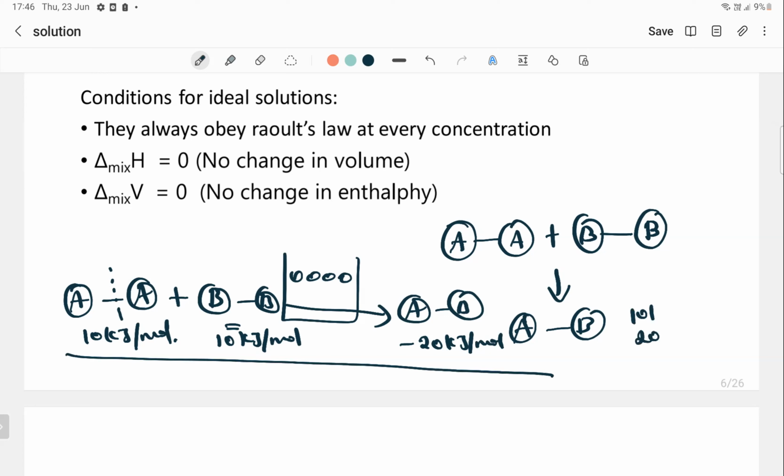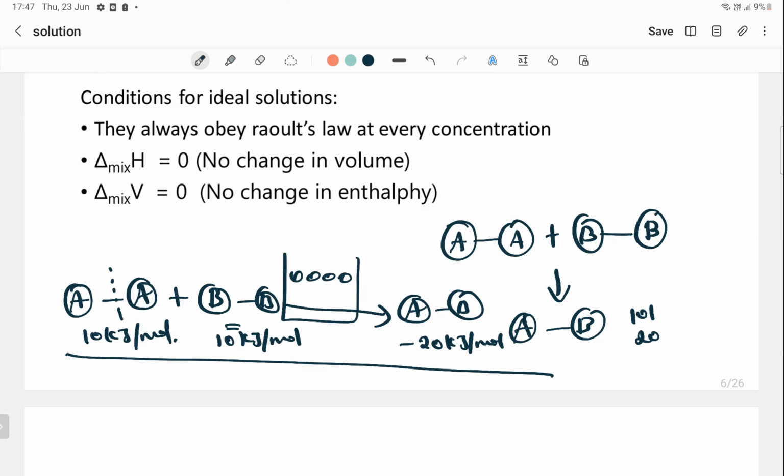The amount of energy that is provided to break the bond will always be equal to the amount of energy that is released during the formation of the bond. Clear? And the last one is delta mixing volume. What is delta mixing volume? If I'm taking 10 ml of solute and 10 ml of solvent, when I intermix them, it should be exactly 20 ml of solution. That is nothing but equal mixing of volume, correct?